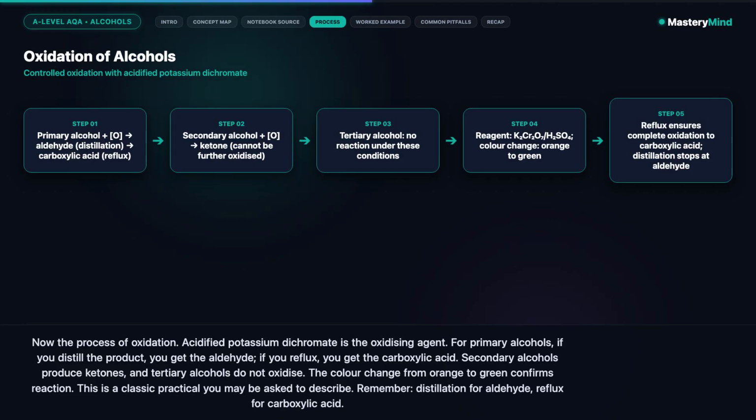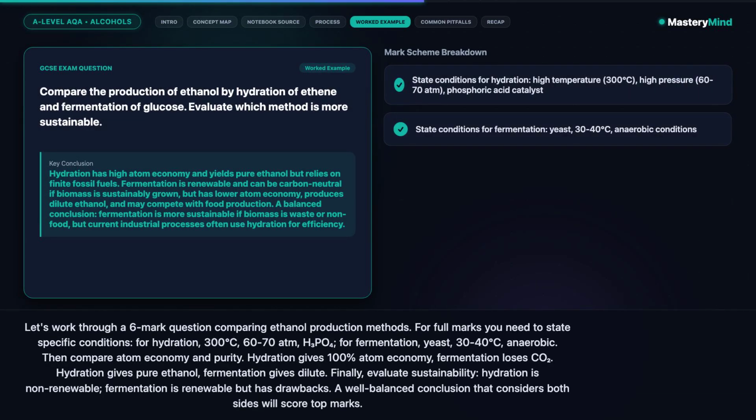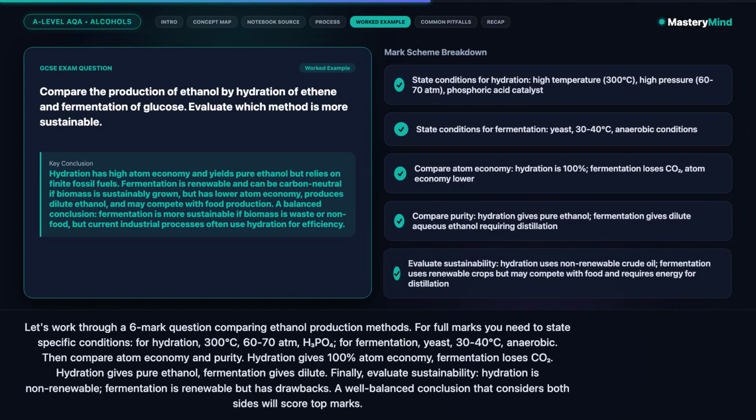This is a classic practical you may be asked to describe. Remember, distillation for aldehyde, reflux for carboxylic acid. Let's work through a 6-mark question comparing ethanol production methods. For full marks you need to state specific conditions. For hydration, 300 degrees Celsius, 60 to 70 atm, H3PO4. For fermentation, yeast, 30 to 40 degrees Celsius, anaerobic.